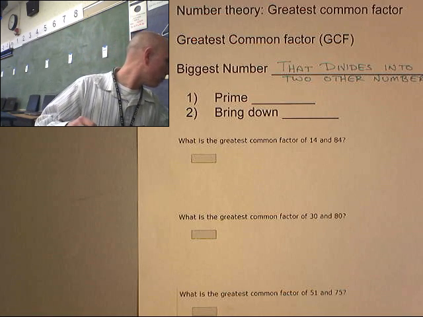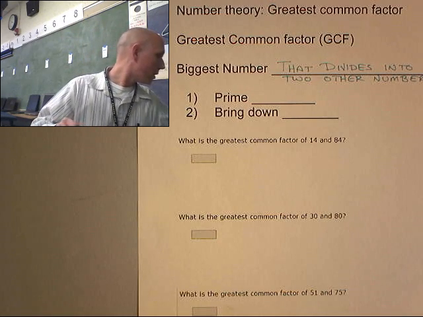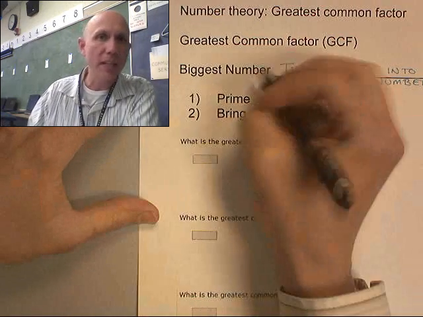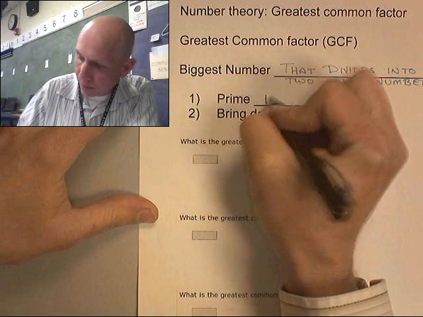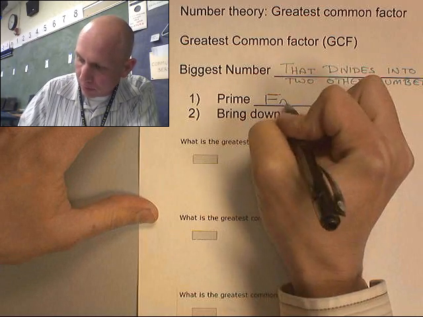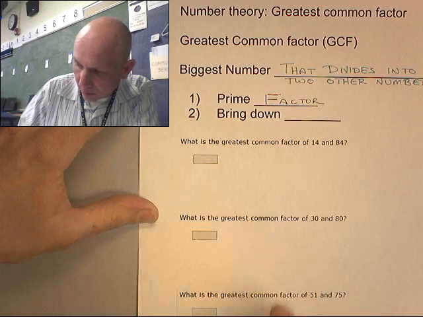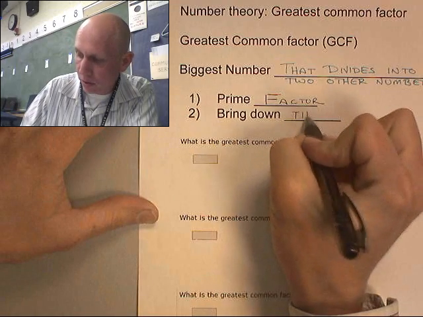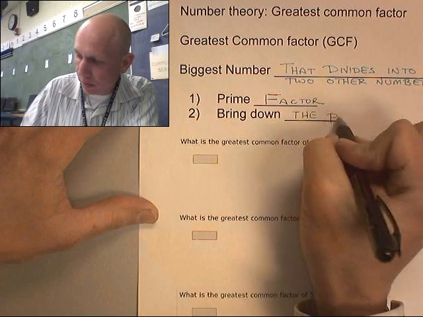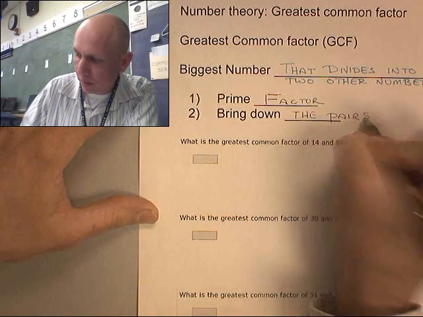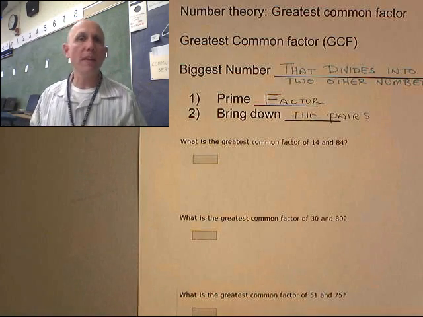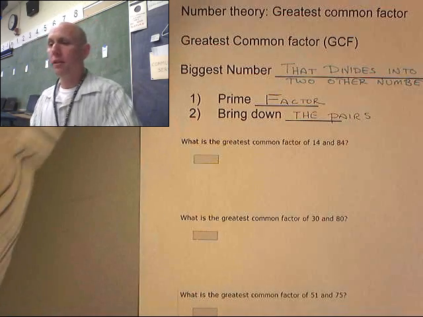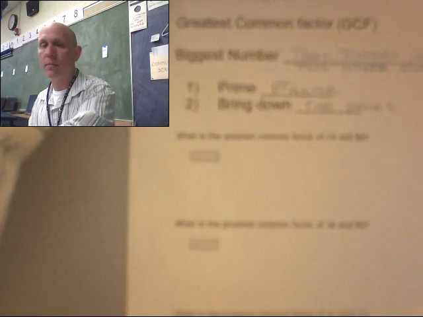Let me get another pen here. So, two ideas. Prime factor it. If you prime factor these numbers, that's going to be a key first step. Prime factor, and then bring down the pairs. And when I say prime factor, that's a factor tree usually. So let's take a look at one of these.